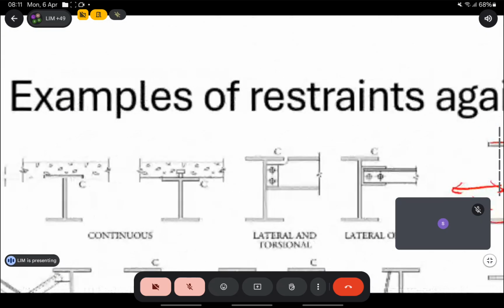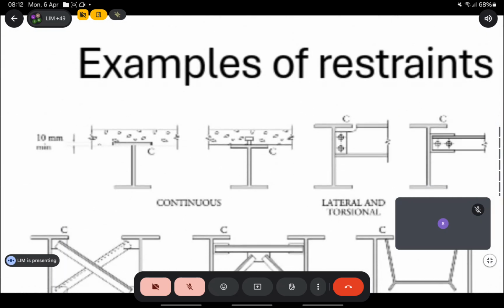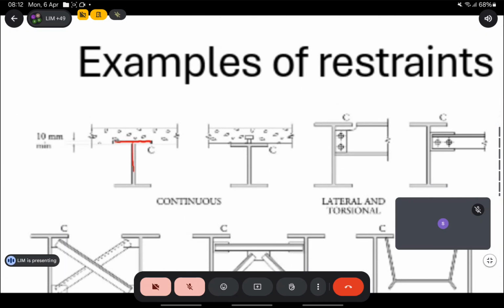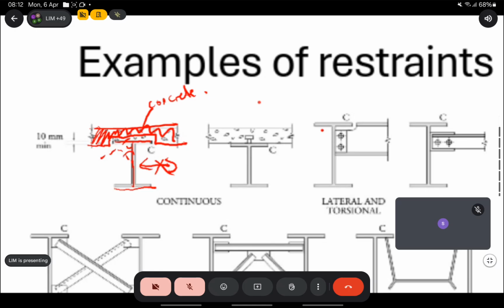But the most common ones are these two, whereby if this is your beam, you build the compression flange into the slab, the concrete slab. So this on top is concrete. If the beam tries to move sideways, it cannot because you have a slab on top stopping it. And if the flange wants to rotate, it also cannot rotate because there's concrete stopping it.